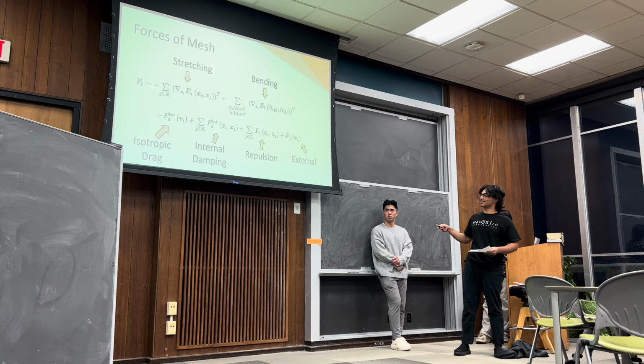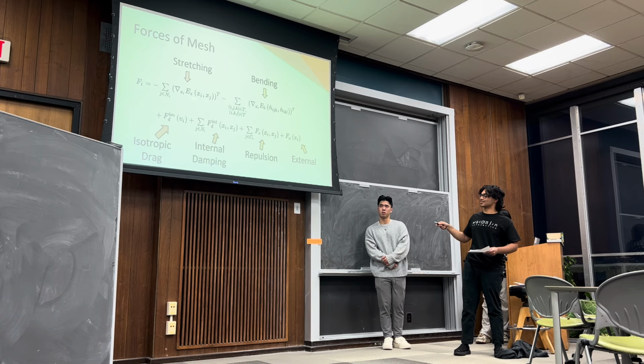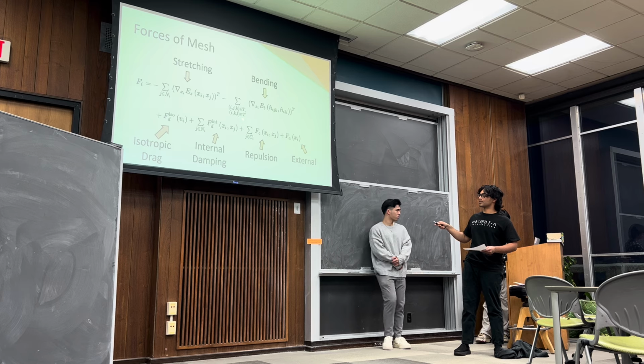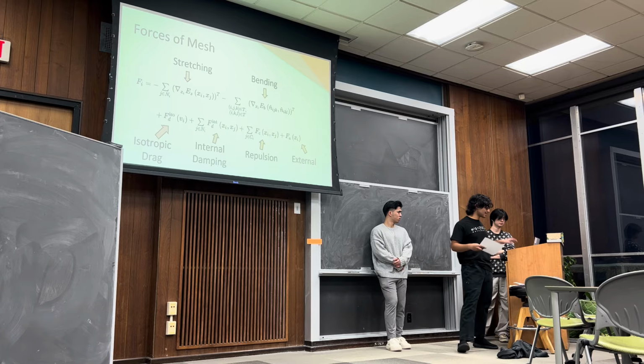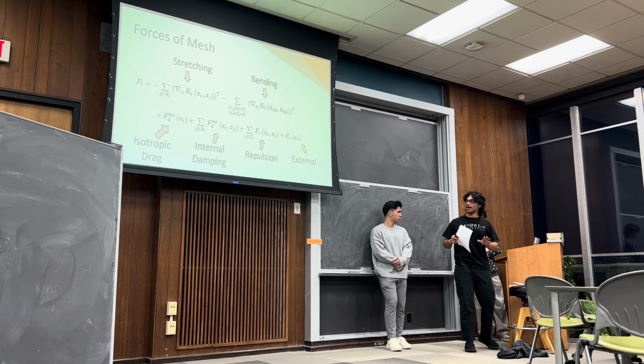I should specify that this n sub i is the sum of all the neighboring nodes, because stretching is based off neighboring nodes. This is the sum of all the nodes in the mesh with the same normal vector. Okay, but anyways, I've gotten through these forces.